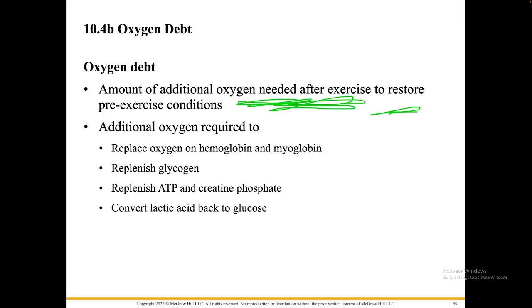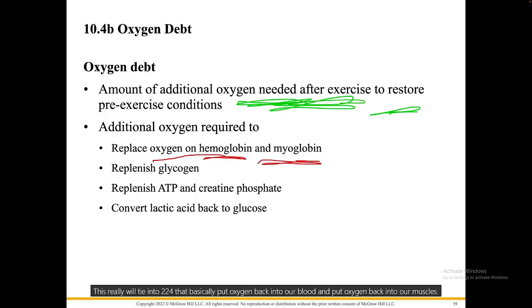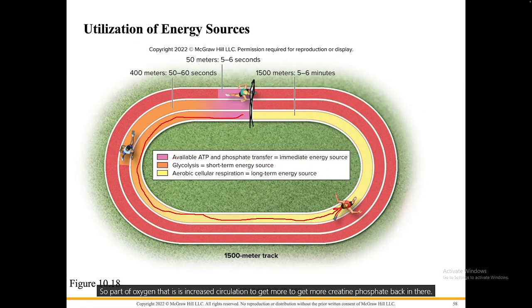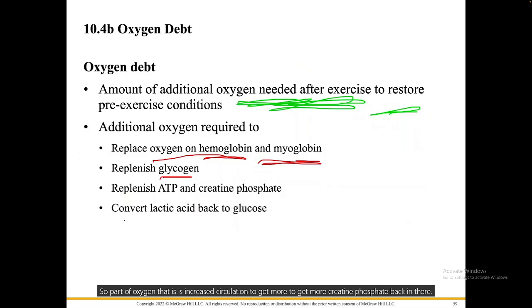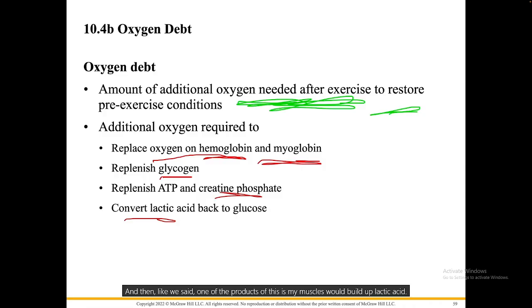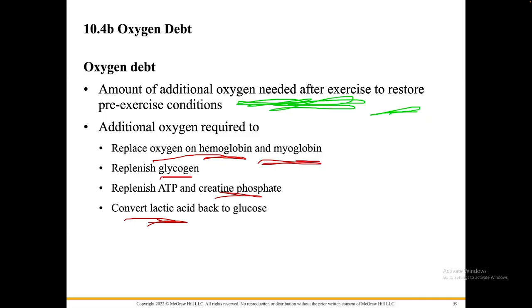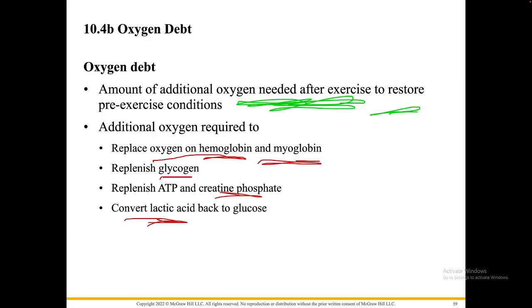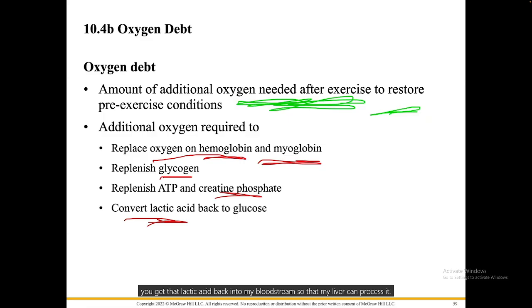The goals of oxygen debt are to replenish our hemoglobin and myoglobin. This really will tie into 224, but basically, put oxygen back into our blood and back into our muscles. Help restore the glycogen that we just used up. We also used up our creatine phosphate, so part of oxygen debt is increased circulation to get more creatine phosphate back in there. And like we said, one of the products of this is my muscles building up lactic acid. So I need this increased circulation, especially for a little while after intense exercise, to get that lactic acid back into my bloodstream so that my liver can process it.